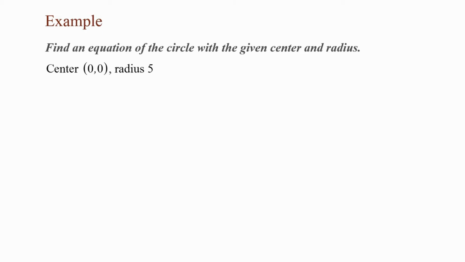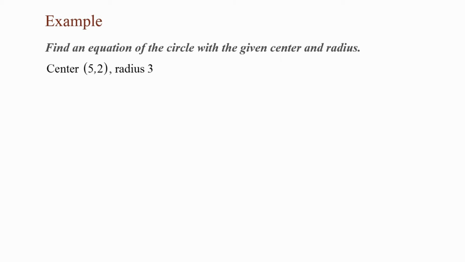In this example, find an equation of the circle with the given center and radius. Center is the ordered pair 0, 0, radius is 5. Using our equation of a circle, x squared plus y squared equals r squared, we substitute in for r, which gives us x squared plus y squared equals 5 squared. Since 5 squared is 25, the equation of our circle is x squared plus y squared equals 25.